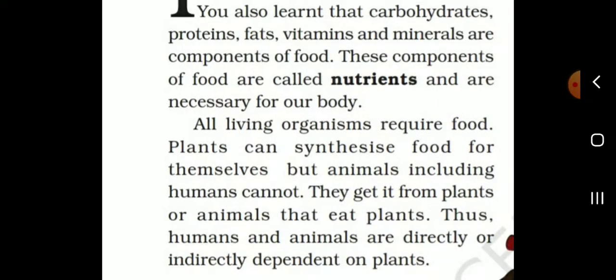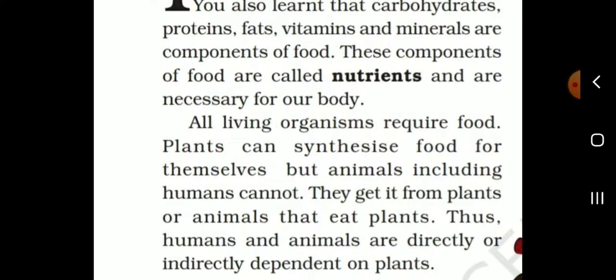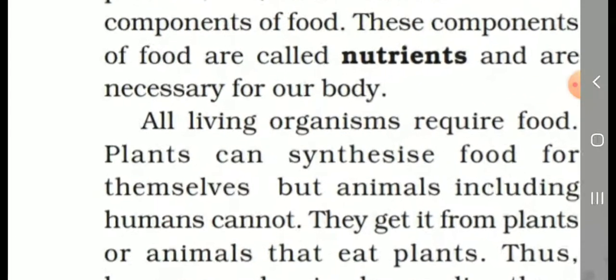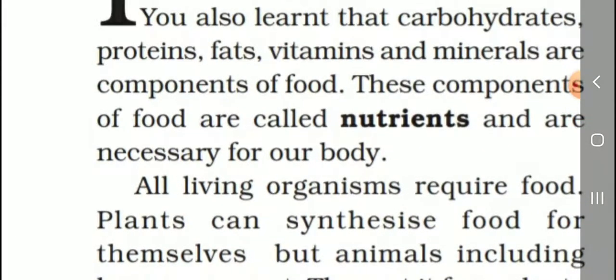First, nutrients. What are nutrients? Do you remember, students? Carbohydrates, proteins, fats, vitamins and minerals are the components of food. These components of food are called nutrients. That is nutrients.